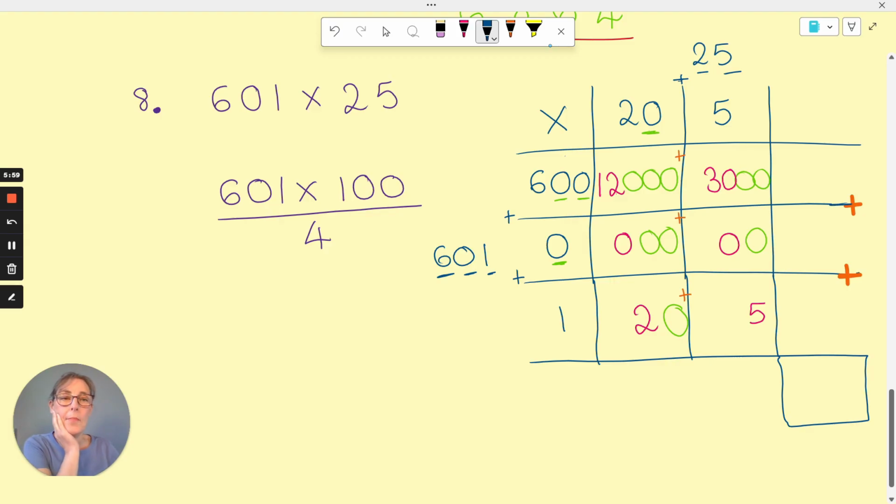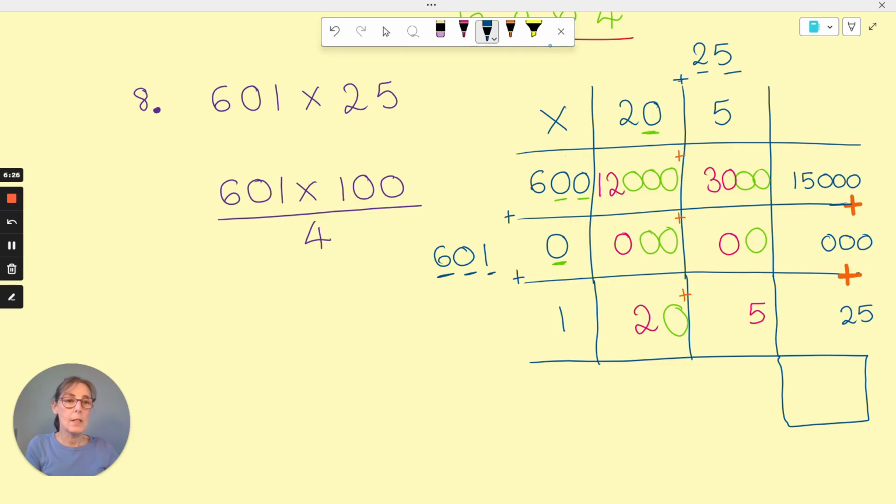So, right. So we've got 3,000 and 12,000. So we've got 3 zeros and 3 zeros. So we can put our zeros in there. And 12 plus 3, 12, 13, 14, 15. And then we've got zeros, 3 zeros and 2 zeros. So we've got 3 zeros. And then we've got 20 plus 5 is 25.